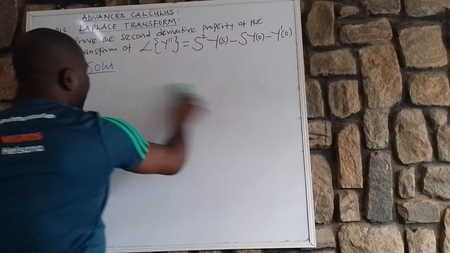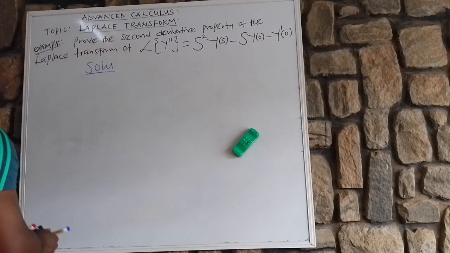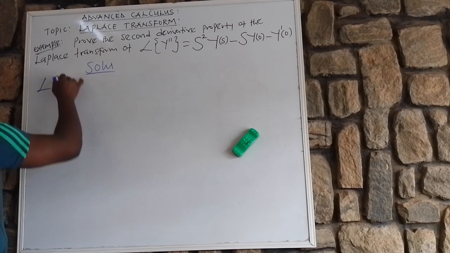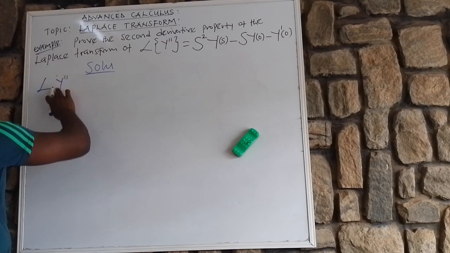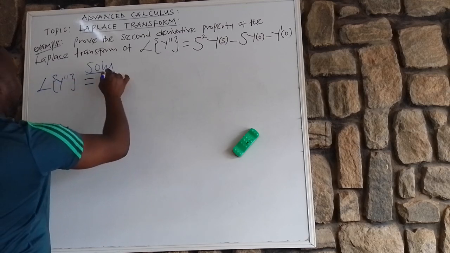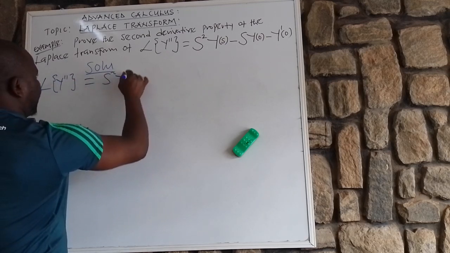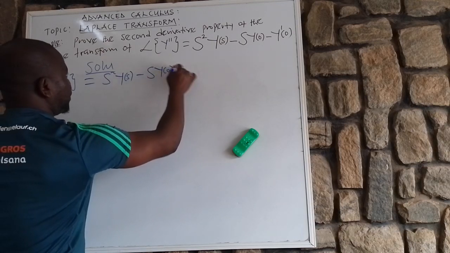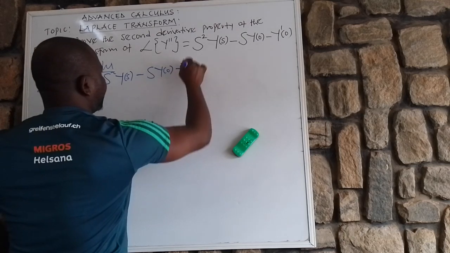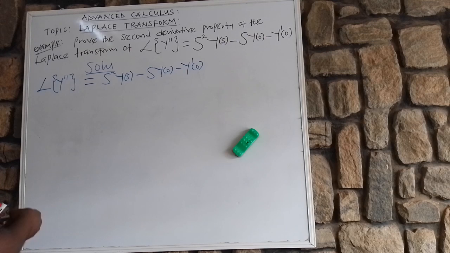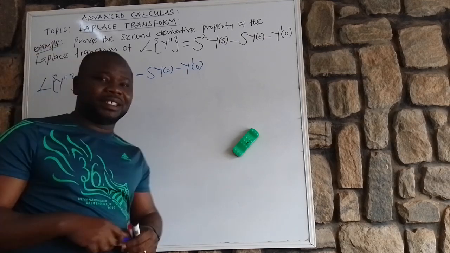Okay, so now let's look at this problem. Let us show that Laplace of y prime prime is equal to s squared Y of s minus s y of 0, or y naught, minus y prime of 0, or y prime naught. Okay, it's simple as ABC.